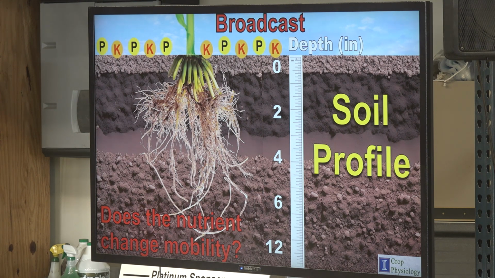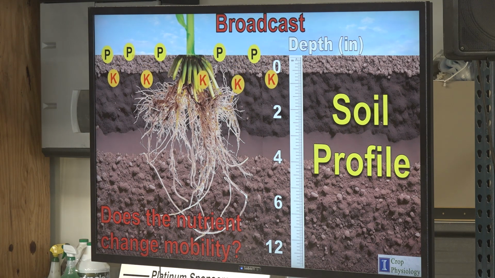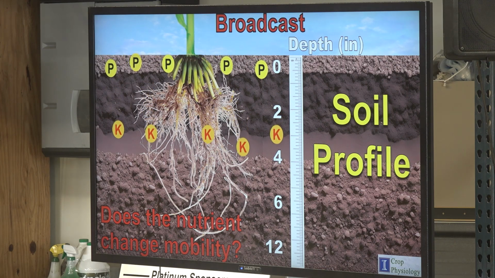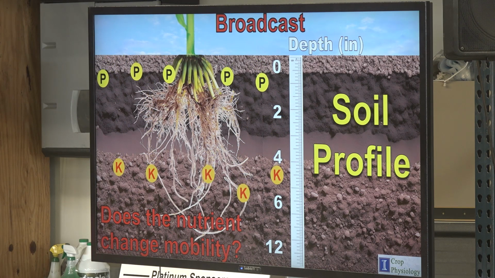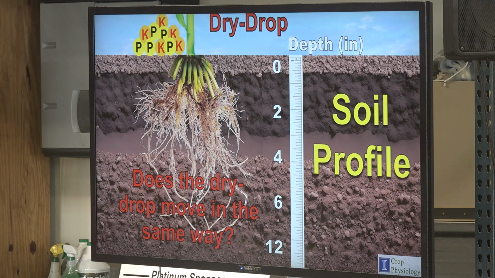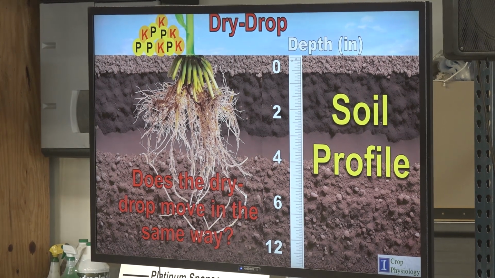Or maybe what happened is that the nutrients move differently. Maybe our pig got stuck in the first 2 inches and the rest of the nutrients just flow more through the soil profile. And what happens when we concentrate our nutrients? Is it going to move differently? Is it going to be more available for the plant to take up?